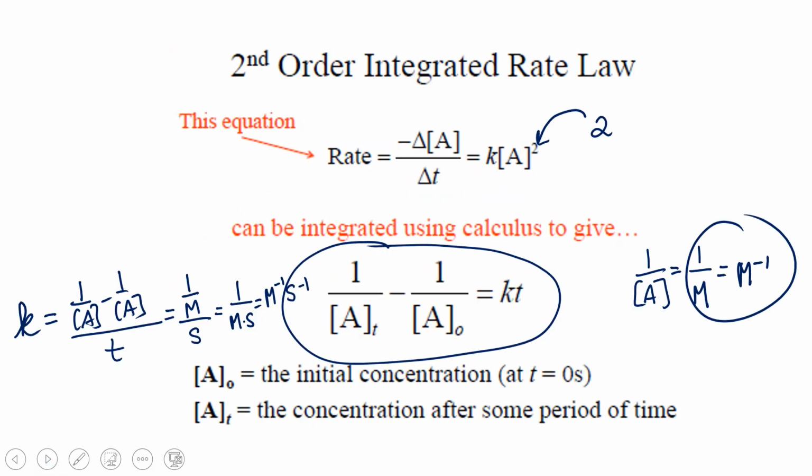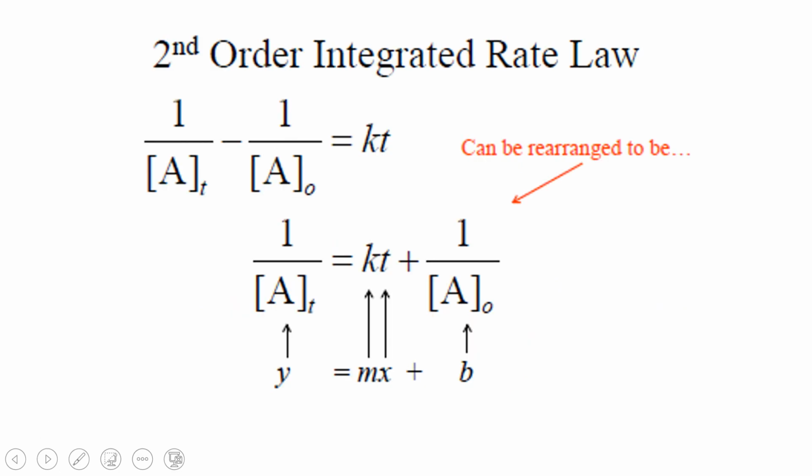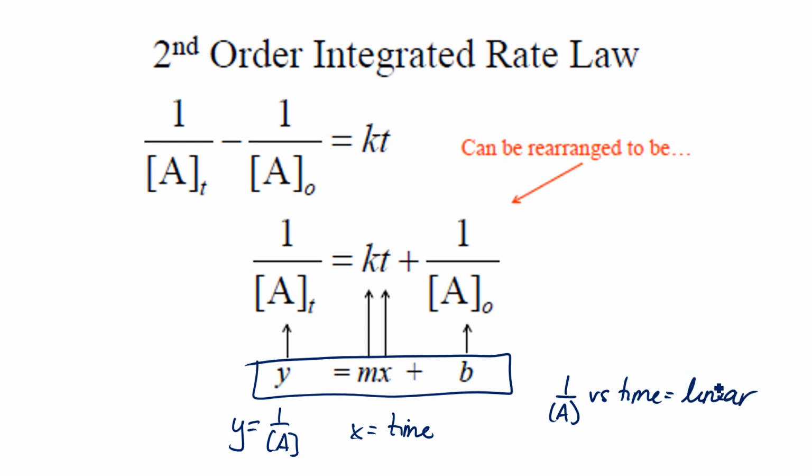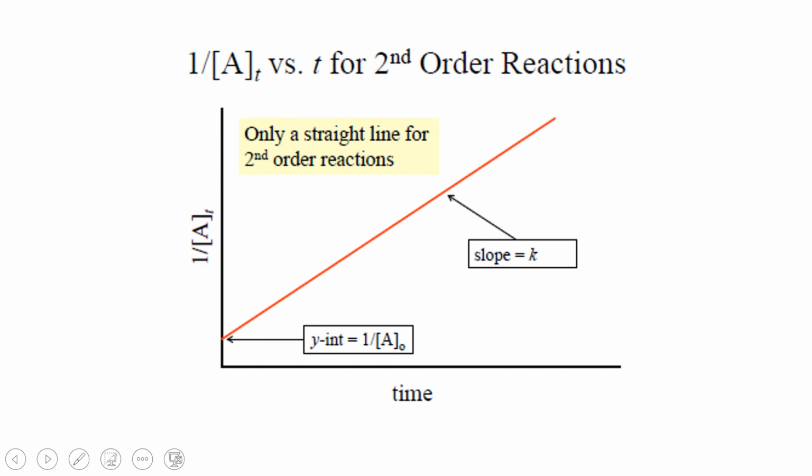Okay, so here's our second order integrated rate law. And again, we can think of it as a graph. You can rearrange this equation to look like y equals mx plus b. In this case, your y value is the inverse of the concentration, and the x value is time, which means if you plot the inverse of the concentration versus time, you are going to get a linear graph if your reaction is second order. So it would look like this.